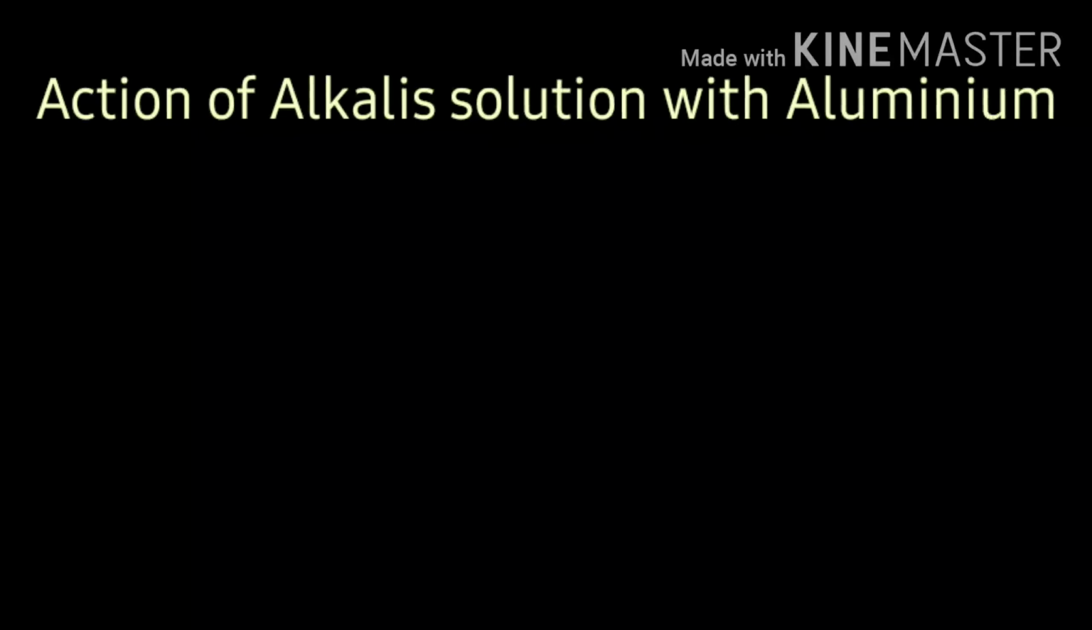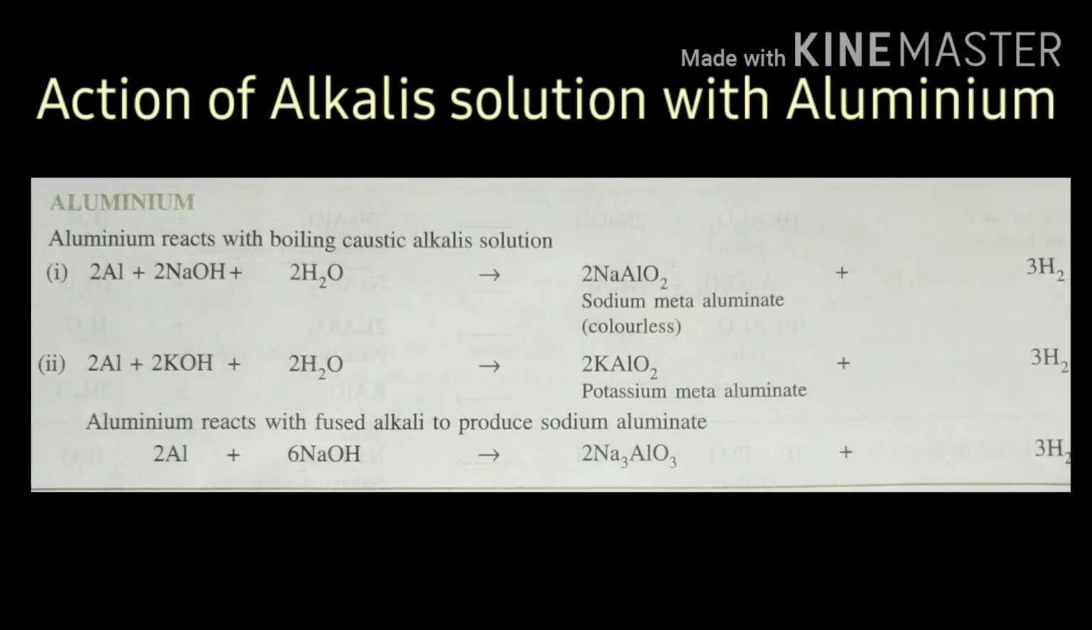Now the action of alkali solution with another amphoteric metal, that is aluminium. When aluminium reacts with caustic alkali, that is sodium hydroxide plus water, it produces what? Sodium metaaluminate. What is the formula of sodium metaaluminate? That is NaAlO2 plus hydrogen gas. Then you have to balance it, and what you get is 2Al plus 2NaOH plus 2H2O gives 2NaAlO2 plus 3H2.